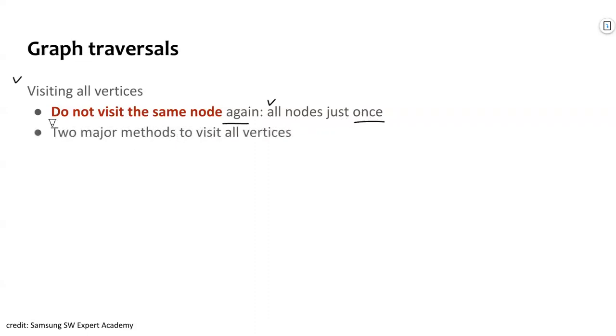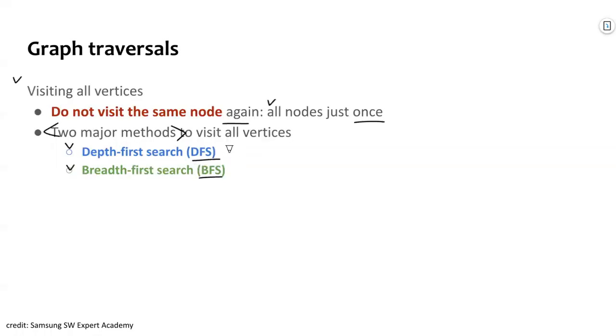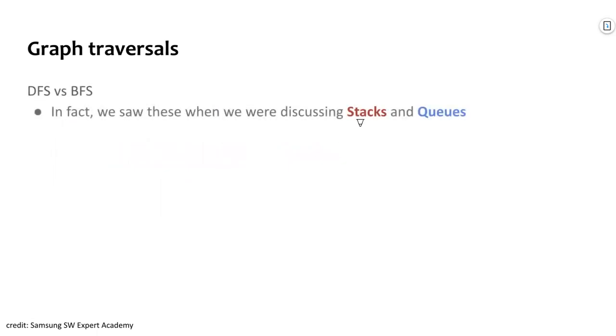And there are two major methods to visit all vertices in a graph. The first one is called depth first search, and the second one is called breadth first search, abbreviated as DFS and BFS. In fact, we talked about these two algorithms when we were talking about stacks and queues. What is the difference between DFS and BFS? We saw these when we were discussing stacks and queues.